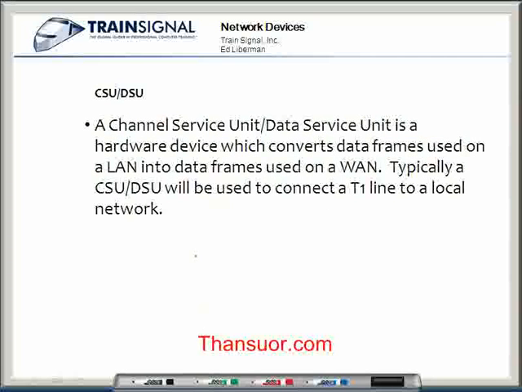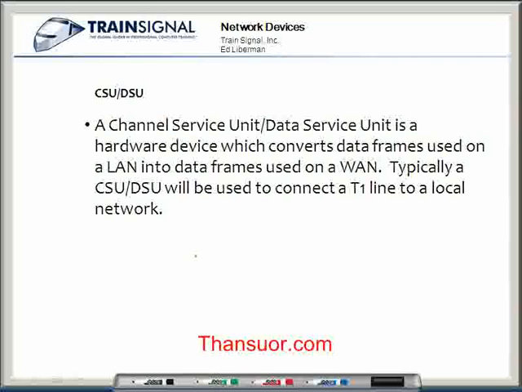All right, next we move into something called a CSU-DSU. And I will tell you that although they don't all look exactly the same, this is something that is an actual physical device. There isn't a whole lot of differentiation when it comes to a CSU DSU. This is a very specific device which converts data frames used on your local area network into the data frames used on a wide area network. And then, of course, the other way around. And where you typically will find a CSU DSU is when you have a T1 line, or maybe a T3 line.